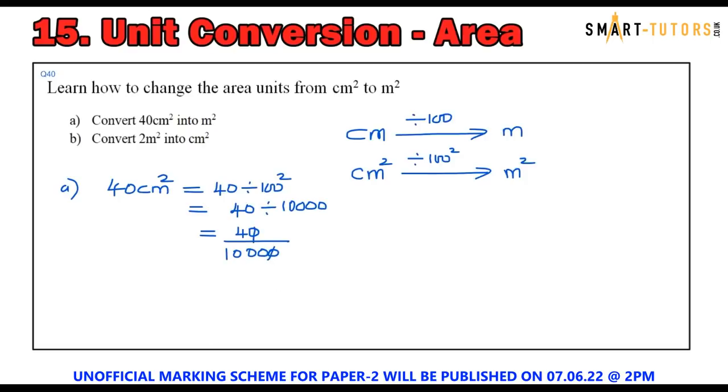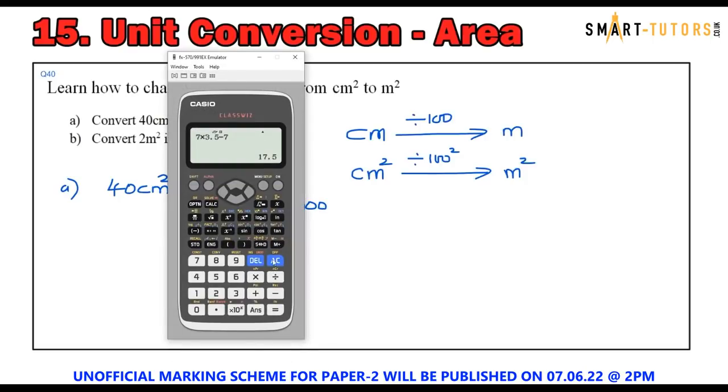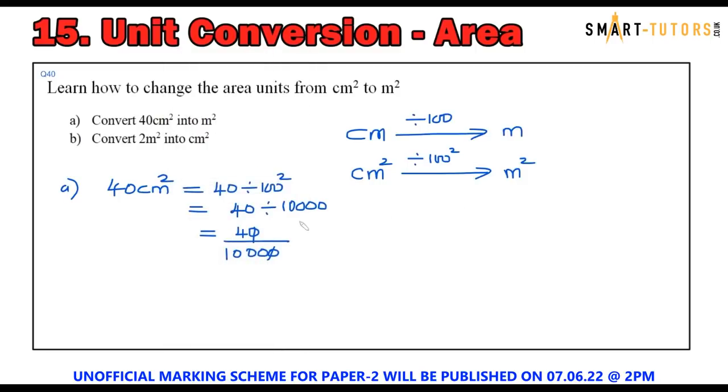So I'm going to use the calculator. So 40 divided by 100 squared. So the answer is 4 times 10 to the power minus 3. So 4 times 10 to the power minus 3, which means 0.004 meter squared. Very careful.